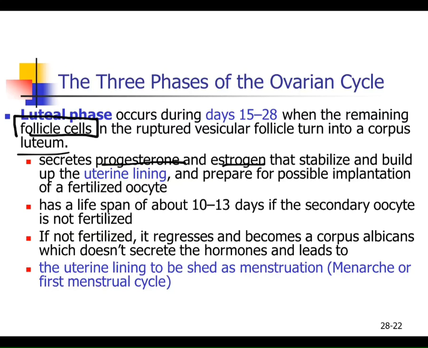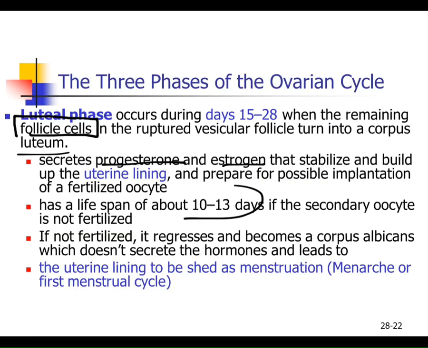Now, what these hormones are doing is they're sending a signal to the uterus saying what? They're sending a signal to the uterus to stabilize the uterus, because an egg was just released, right? An egg was just ovulated, and it might become fertilized. And if it does, then that embryo is going to need a place to hang out for 9 months. And so it's sending a signal to your uterus saying, hey, stabilize and build up that uterine lining so that the uterus can prepare for possible implantation. The corpus luteum will typically only survive for 10 to 13 days.